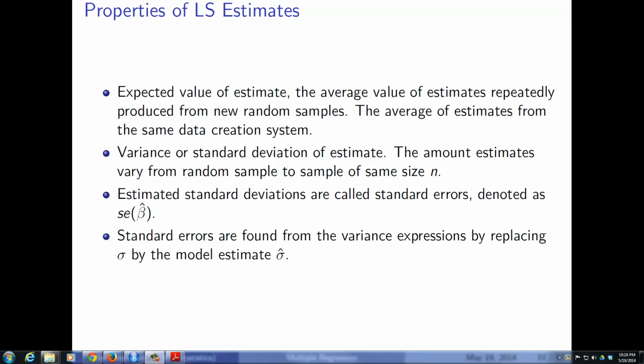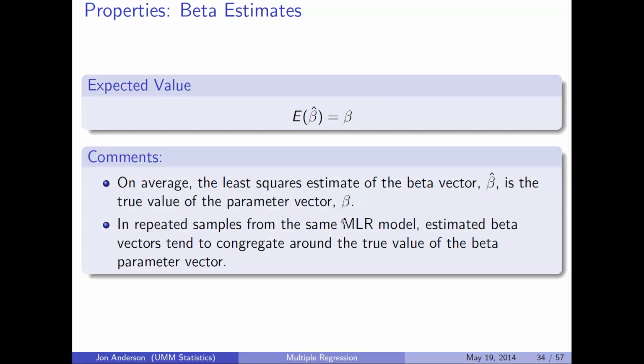Well, we're going to study the typical behavior: what's the average of these estimates if we repeatedly take samples, what's their expectation, and what are their variations going to be. Remember that the estimated variation is going to be a standard error, and you make standard errors by simply finding the variance expressions and substituting in our estimate of the error variation sigma.